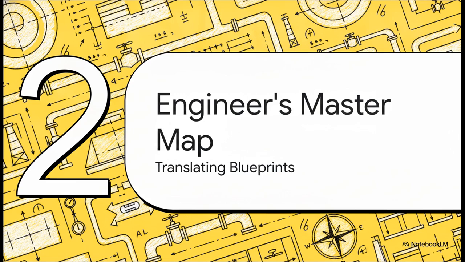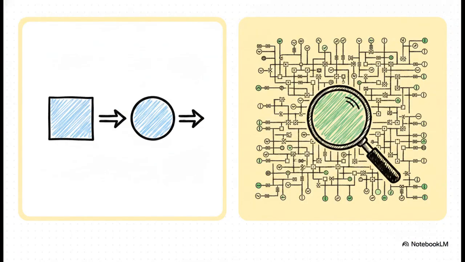Moving right along to Section 2, the engineer's master map, translating complex industrial blueprints. So, to navigate this massive machinery safely, an engineer needs an incredibly precise map. Let's be real, you can't just stroll into a refinery and guess what a pipe does. You need a document that speaks the industry's universal language. Here's how it builds from concept to reality.